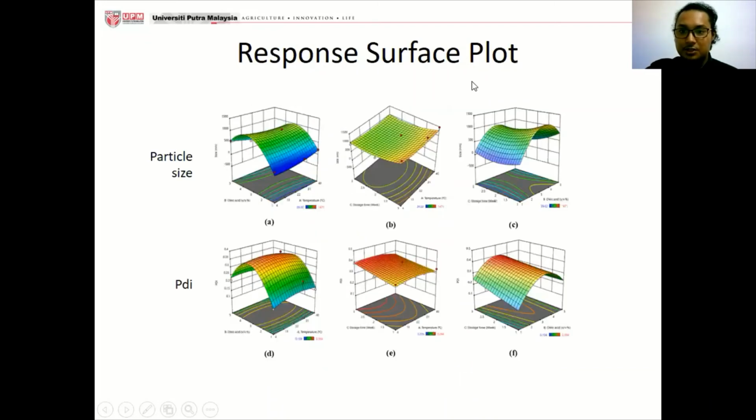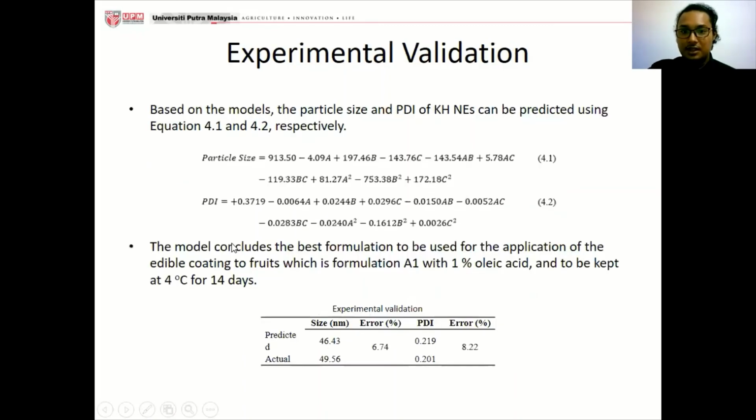This is the response surface plot. This is just the illustration of the interaction between all the factors. So I have made the plot for the particle size and polydispersity index. For this response surface plot, I have concluded that the temperature will not affect the PDI and the particle size value. However, the percentage of oleic acid and the time of storage will affect the particle size and PDI value.